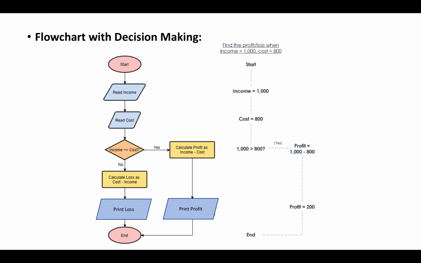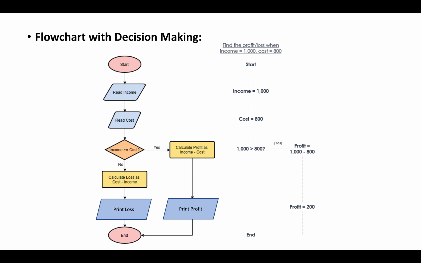Next, consider a flowchart which involves decision making. If we have a decision making box which has two outputs, depending upon whether the condition is true or false, the flowchart for that one is to find profit or loss when income and costs are given.